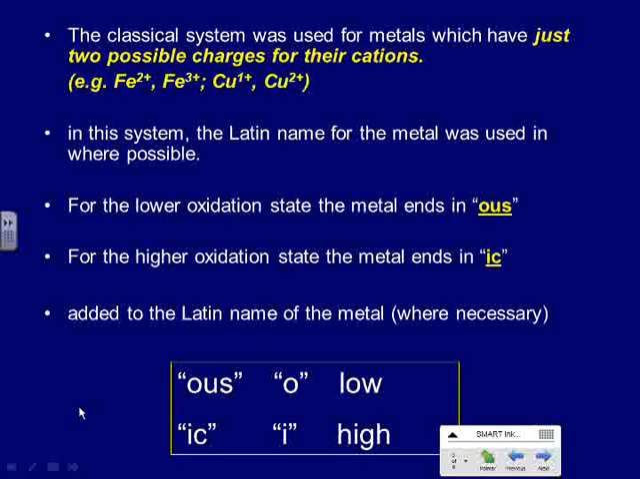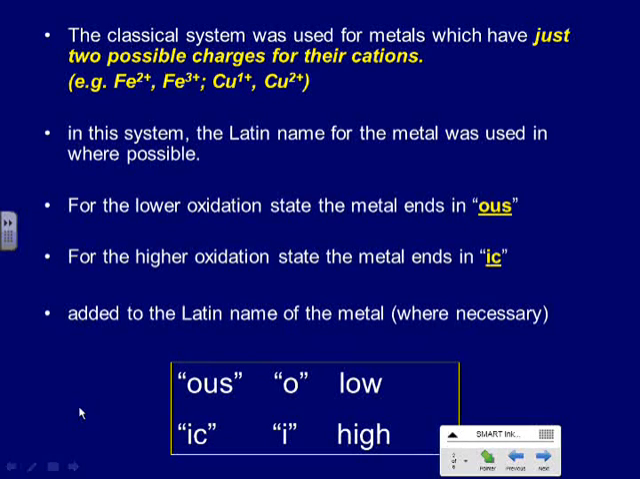And that's just the way it was done. Again, where does the us and ik ending come from historically? I don't know. Chemists, though, sometimes when we have to learn something that we don't know the background for, make a silly little saying. And our silly little saying for this is us, O, low, ik, I, high. Ik starts with I, you think of the high one. Us starts with O, you think of the low one.